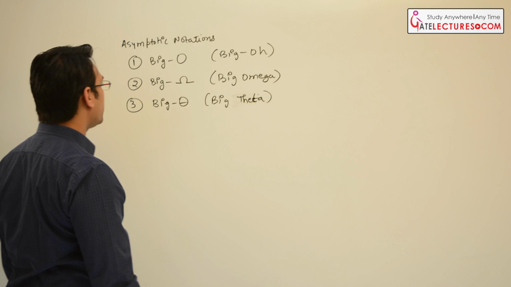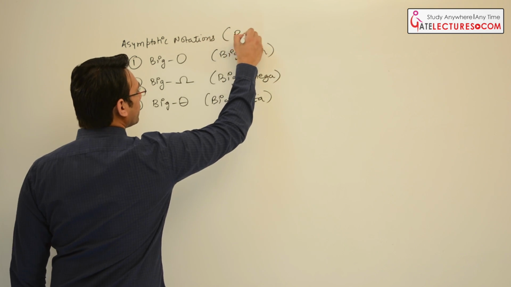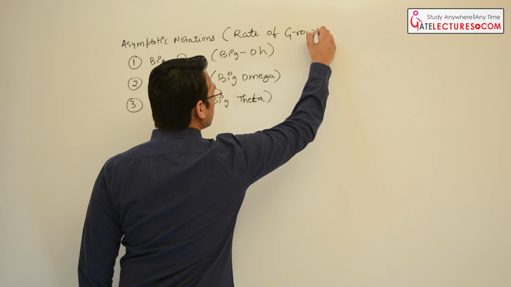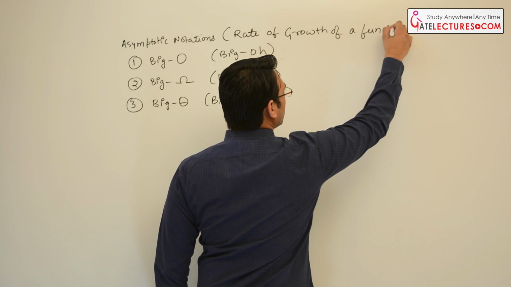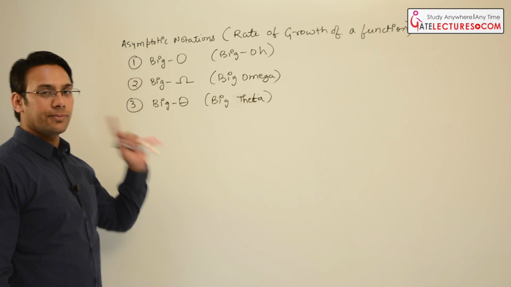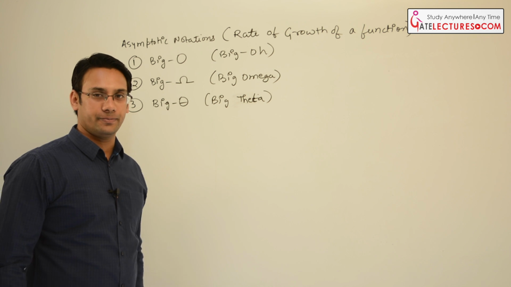So these asymptotic notations are also used to measure what is the rate of growth of a function. Now this is important to understand. We are saying the asymptotic notations are going to measure what is the rate of growth of a function.